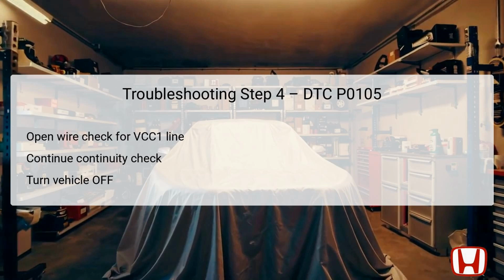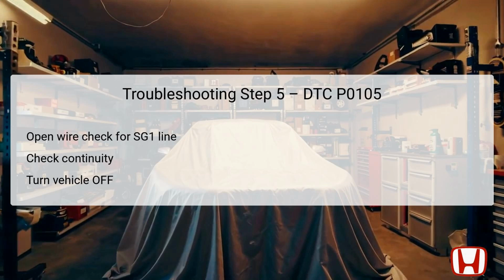If continuity is confirmed, this indicates that the wire is operable and allows you to proceed to the next test. In case there is no continuity, however, a repair will be necessary to address the open circuit in the VCC1 wire. In this fifth troubleshooting step, we'll evaluate the SG1 line for any potential opens.